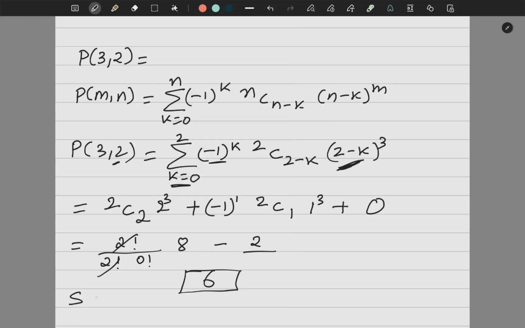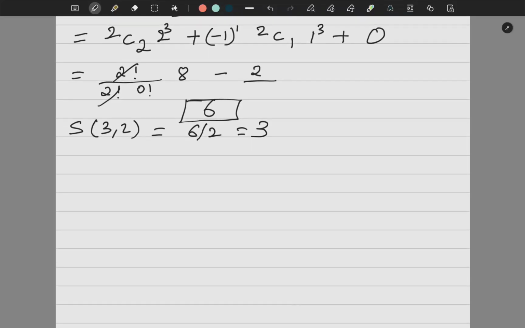So what is the Stirling number? The Stirling number is 6 by 2, that is 3. So I can do this work in 3 ways. Correct. Now let us do it by one more formula.